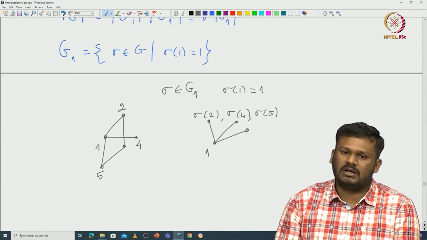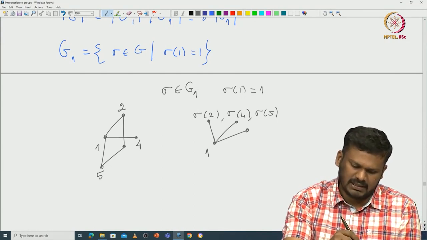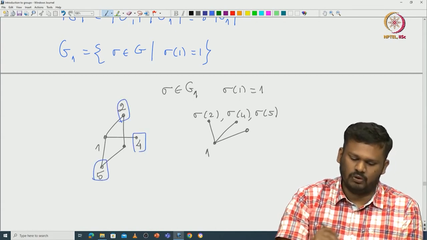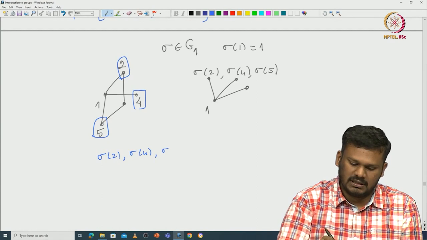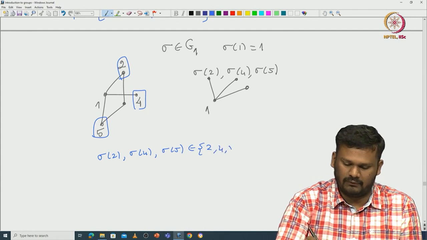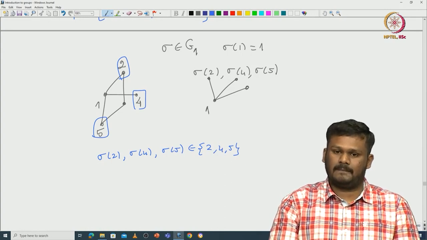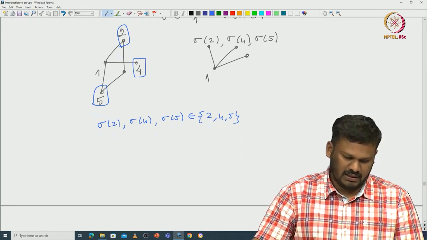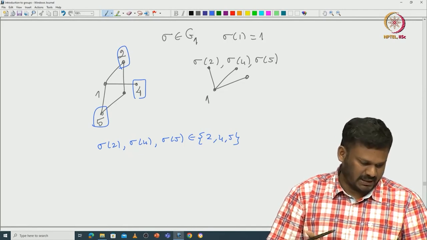But how many possibilities are there? We have only the neighbors of this 1, that is exactly 3 vertices. So, only 2, 5 and 4 are there. That forces sigma of 2, sigma of 4, sigma of 5 to come exactly from 2, 4, 5. So, that means sigma just permutes 2, 4, 5. So, in particular, we can restrict the action of G1 to these vertices.